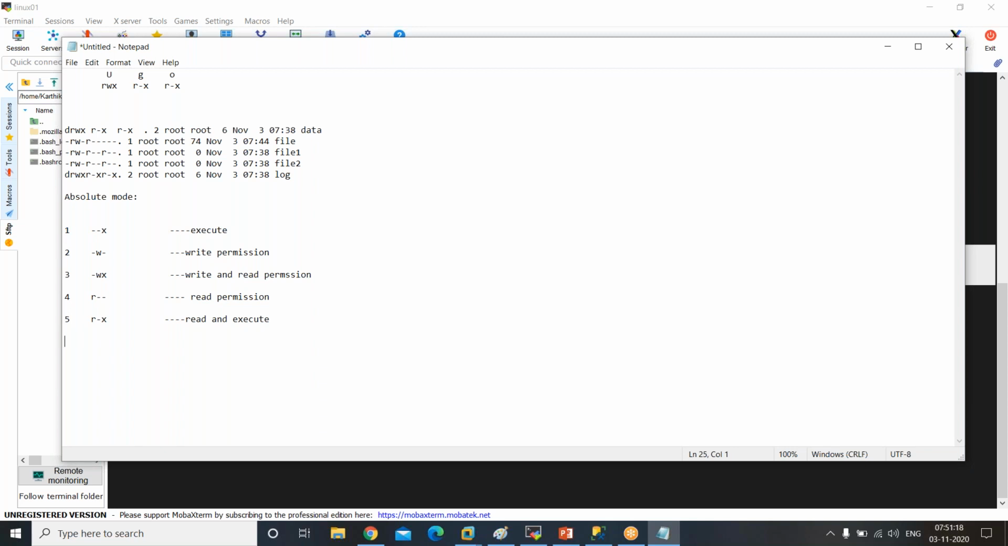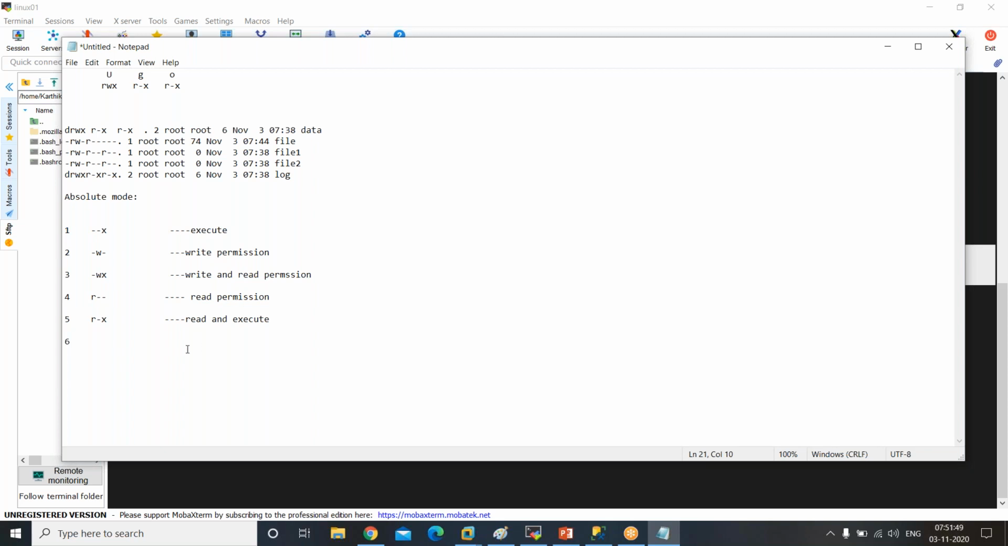6 means... Ravinder, is the third one WX or WR? WX. See, 3 is forming from 1 plus 2 equal to 3 basically. So you are getting the write, you are getting the execute. R means 4. It should be the value 4 basically. Read permission. The number 4 indicates read.